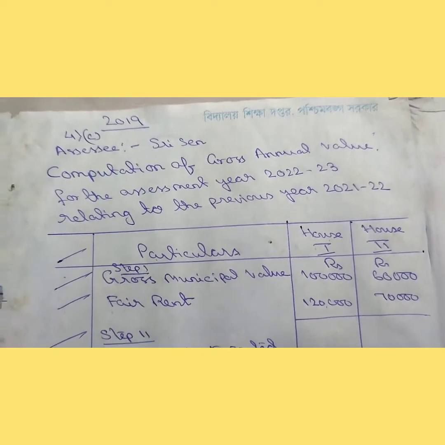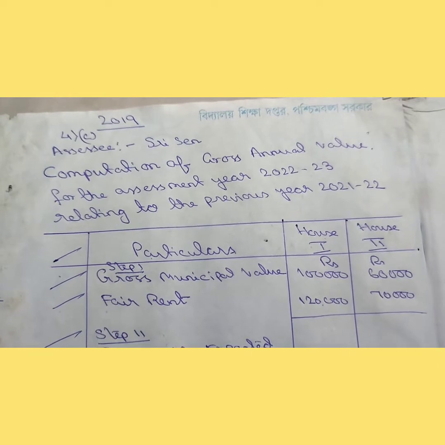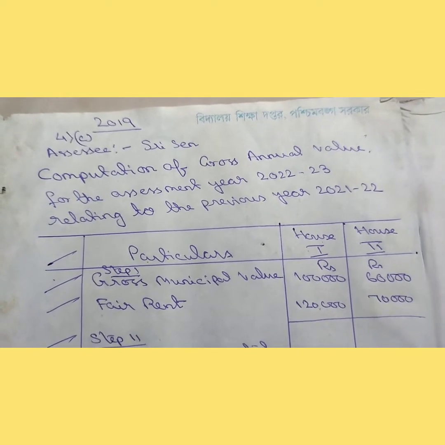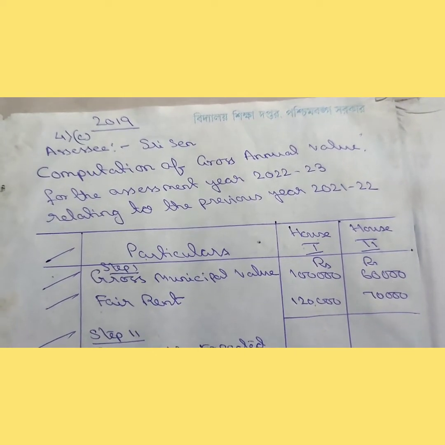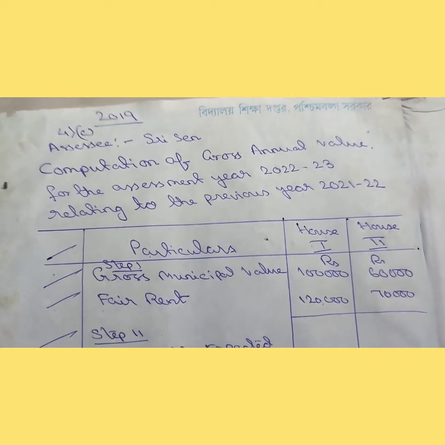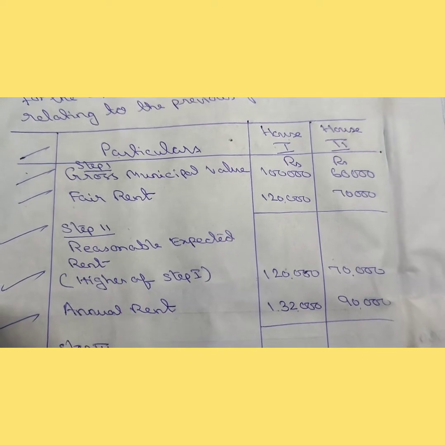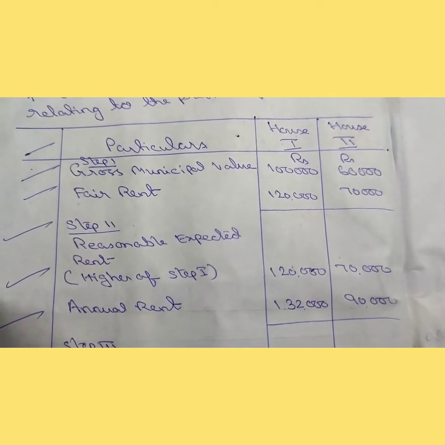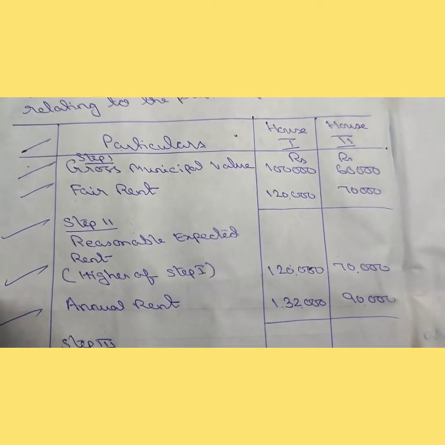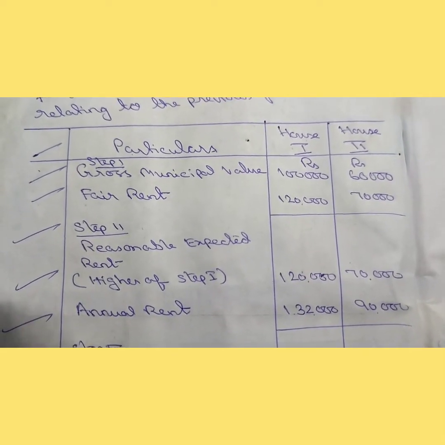So, we have to mention gross annual value for the assessment year 2022-23 relating to the previous year 2021-22. Here in the question it is not given what is the previous year and what is the assessment year. In that case, you have to write your relevant previous year and your relevant assessment year. Now, for calculation of gross annual value, we have to make an amount column for each house. Here it is two houses, so I have drawn two columns for amount. One is for house one, another is for house two.